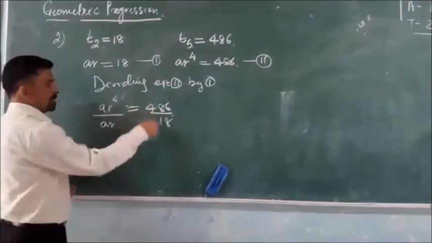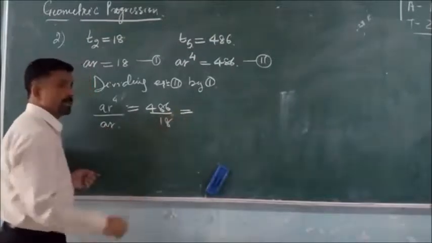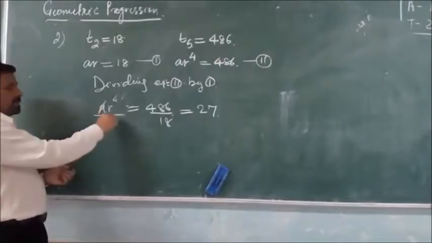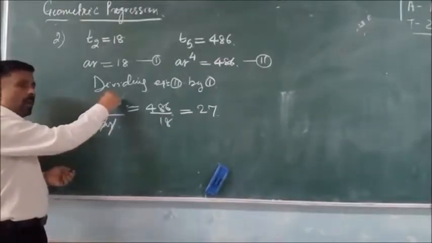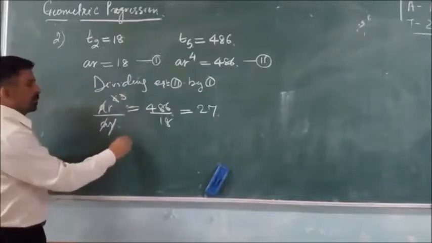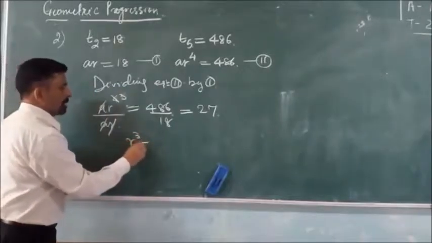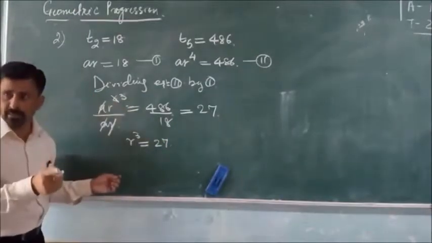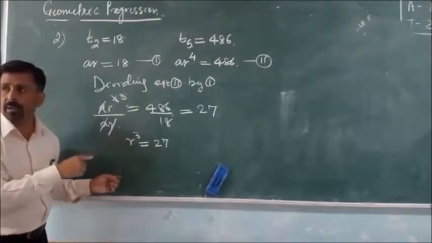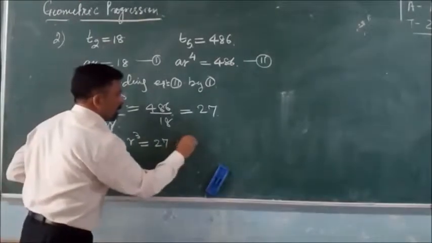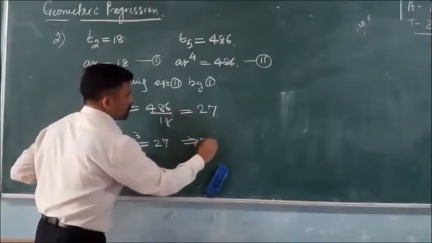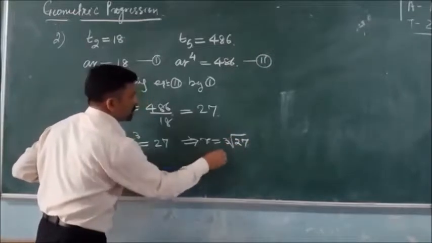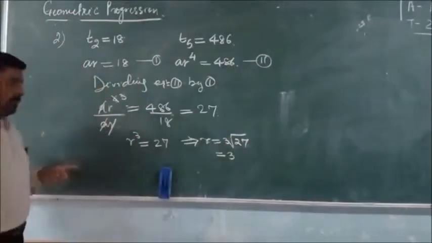Can you help me? 486 divided by 18 comes how much? 27. Thank you. Now this A will cancel this A, and this R will cancel, and this R power will reduce by 1. So this becomes R to the power 3. So finally we are left with R cube is equal to 27. And finally this cube will go to the right hand side and turn into a radical sign. Is it okay? And that's how we will be able to get the value of R. And therefore your R is equal to cube root of 27, and this is finally equal to 3. We got the value of R.